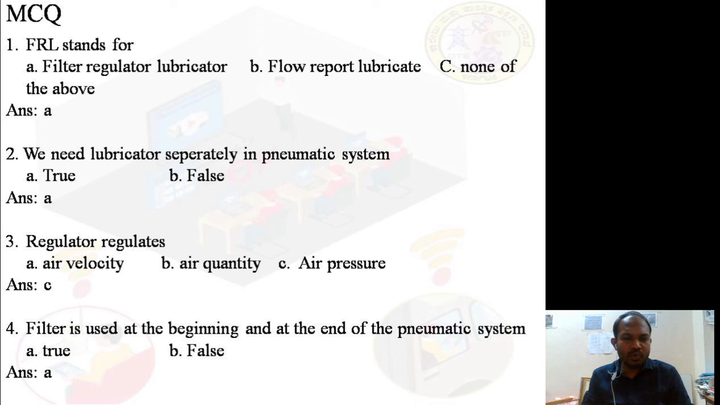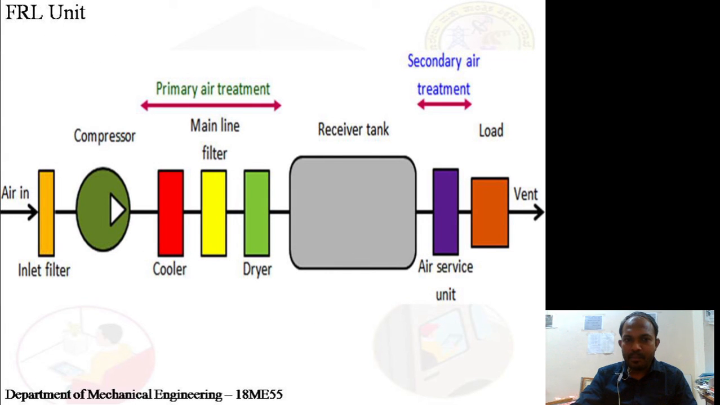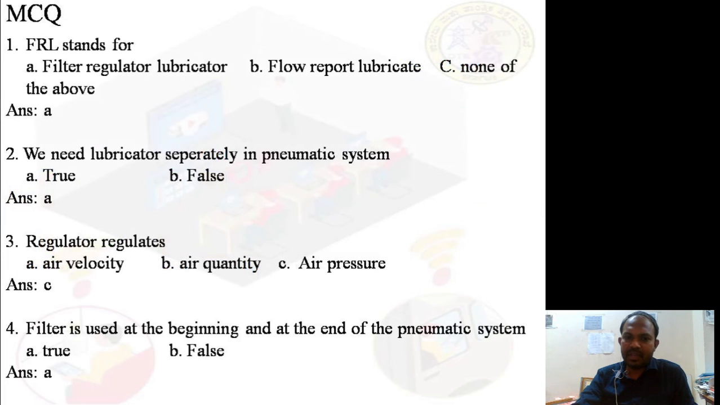Next, the filter is used at the beginning and at the end of the pneumatic system. Don't get confused here. The filter is used before the compressor and after the cooler. Are we using it after this? No, because we are not worried. We humans don't take much care about others; we always take care of ourselves first. Since we are operating a pneumatic system, we always keep the filters at the beginning of the compressor and after the cooler.